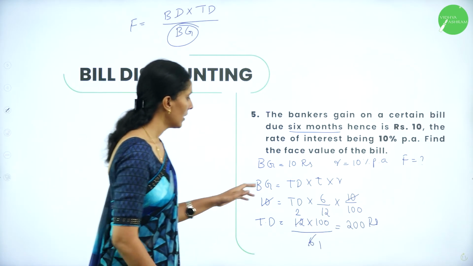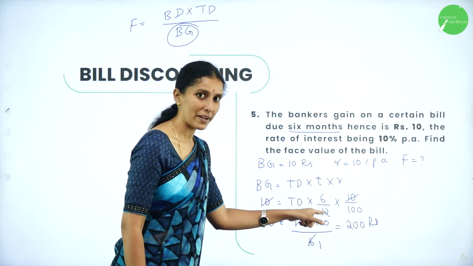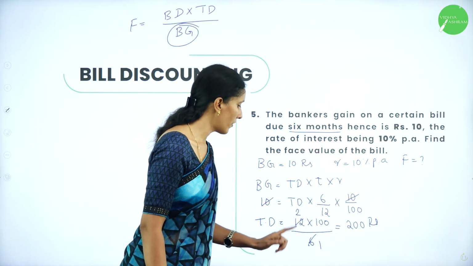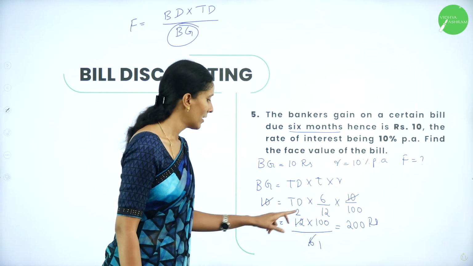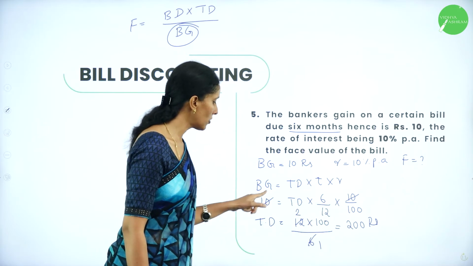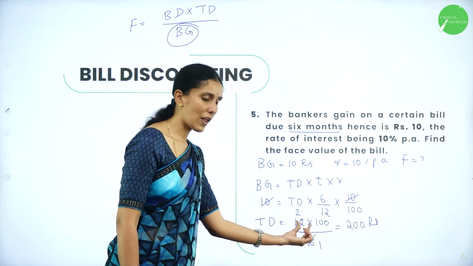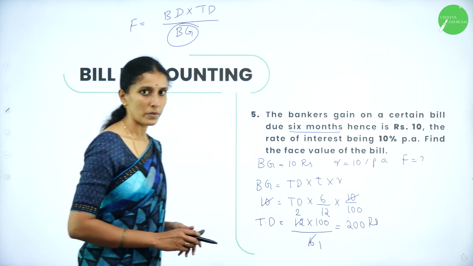How to calculate? True discount into time, which is 6 months, 6 by 12. Rate of interest is 10%, so 10 by 100. So you can cancel 10 and 10 on both sides. 12 to the numerator, 100 to the numerator, and 6 to the denominator. So your true discount will be 12 into 100 divided by 6. So it is 200 rupees.